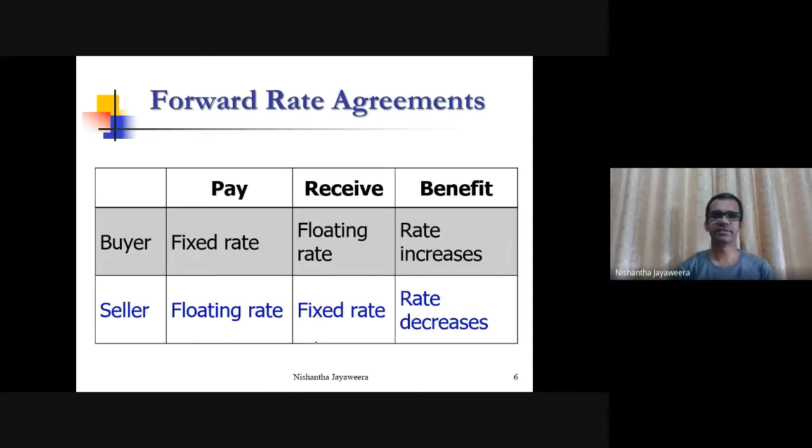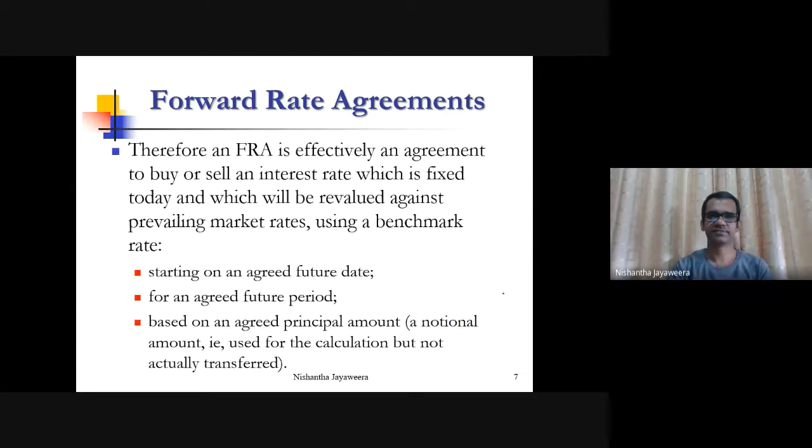So in summary, this is what would happen. As a buyer of a FRA, party pays the fixed rate and receives the floating rate and gets the benefit if interest rate increases. As a seller, pays the floating rate and receives the fixed rate, so therefore gets the benefit if interest rate decreases.